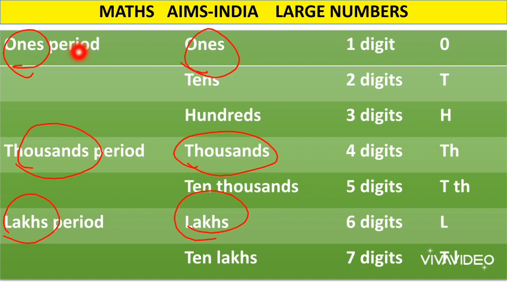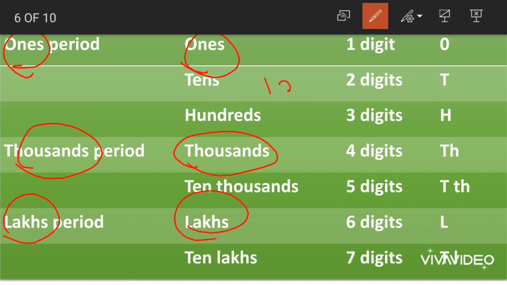Now you might be wondering why these periods are important. These periods are important because we put commas in a number depending on their periods. What do we put, children? Commas in a number. If I take this number 1, 2, 3, 4, 5, we have to put commas in a number to divide the number into some parts. How do we put commas? After the end of the ones period we put a comma, after the end of the thousands period we put a comma.